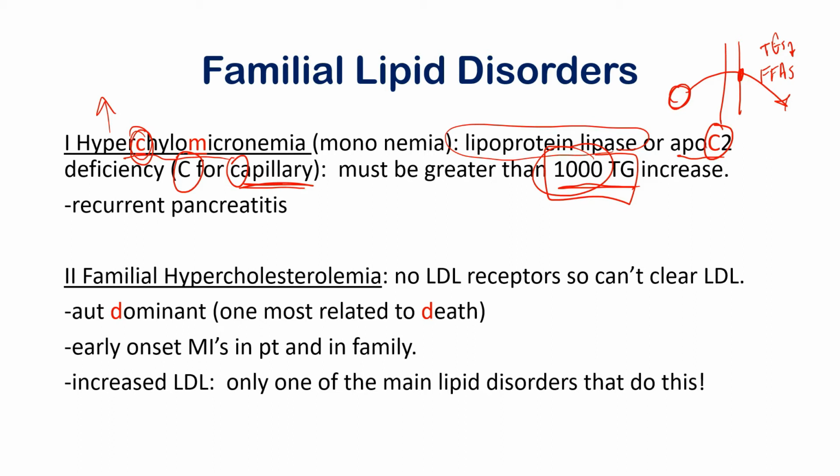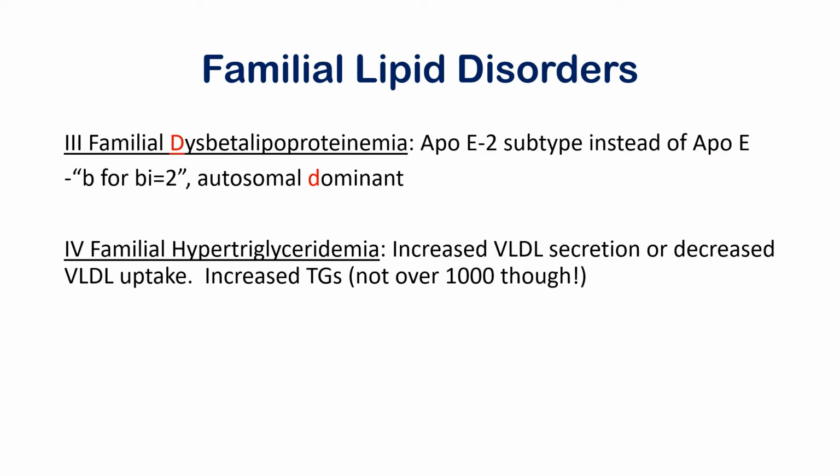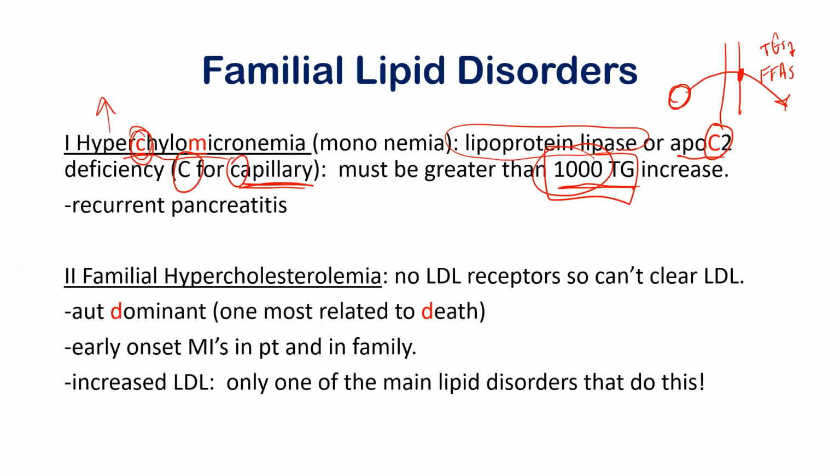Now, coming up, I'm going to go to the next slide just to show you quickly. In familial hypertriglyceridemia, you're also seeing an increase in triglycerides, but it's for a different reason, and this one's not over 1,000. So we'll get to that in a little bit. All right, and how is this going to present?